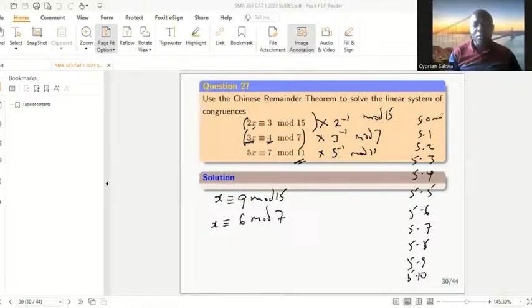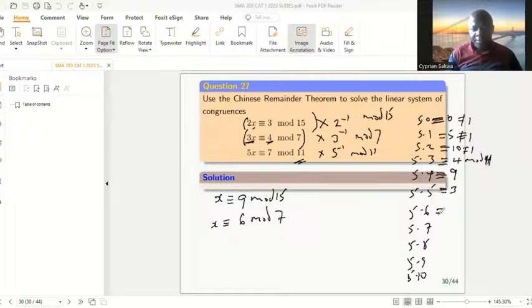This one gives you 0, which is not 1. This one gives you 0, not 1. This one gives you 5, not 1. This one gives you 10, not 1. This one gives you 15, and 15 mod 11 is 4, so this is not 1. This one gives you 20, and 20 mod 11 is 9. This gives you 25, and 25 mod 11 is 3.